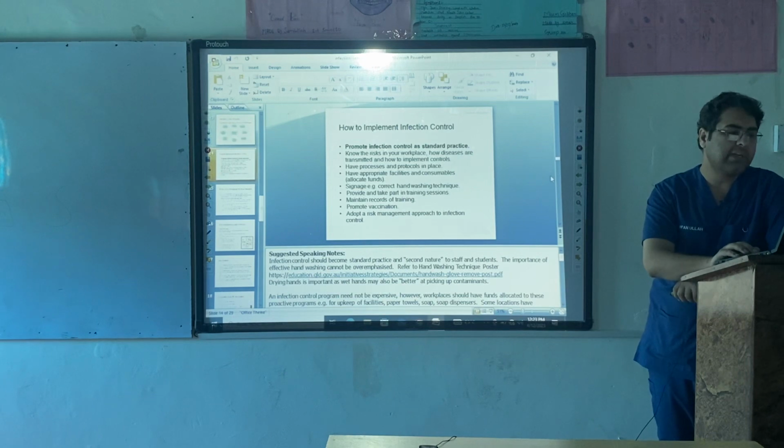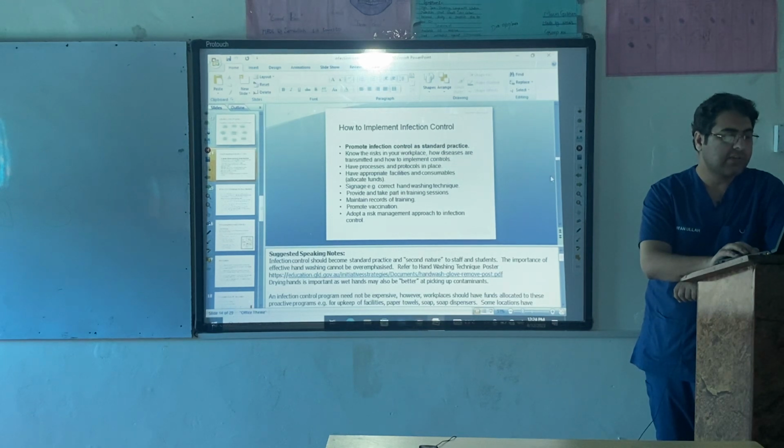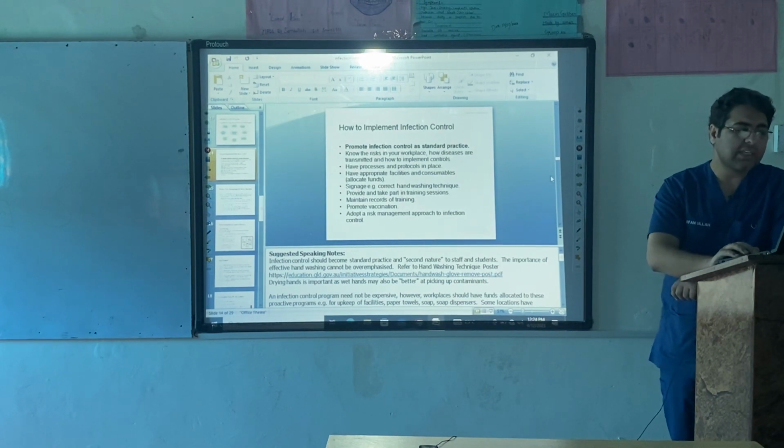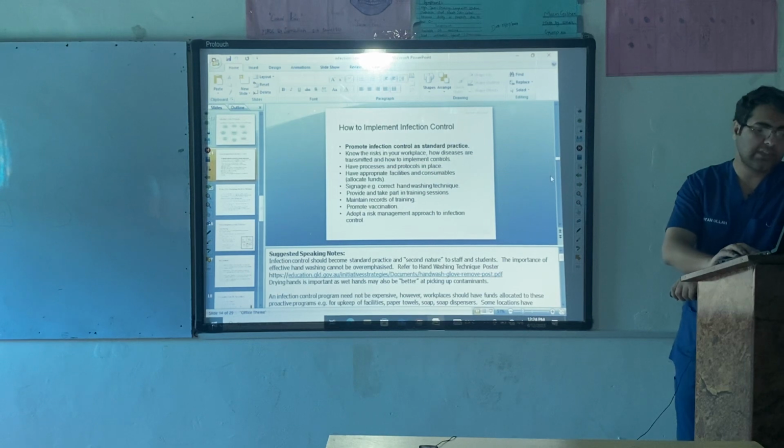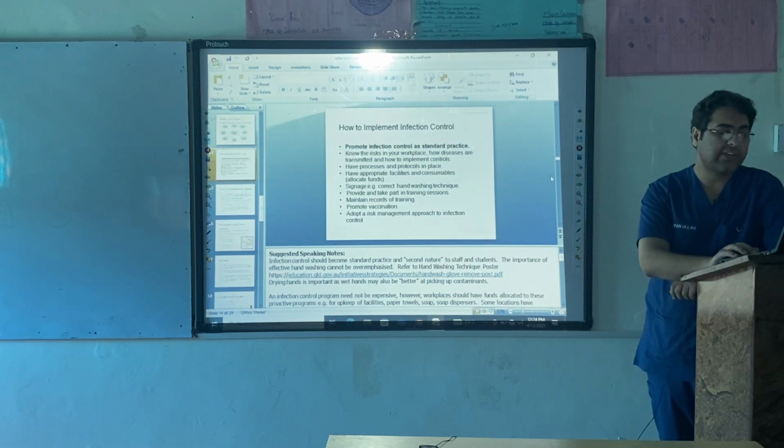So, how to implement infection control? Promote infection control as a standard practice. Know the risk in your workplace, how diseases are transmitted, and how to implement controls. Have processes and protocols in place, have appropriate facilities and consumables, allocate funds. Signage, for example, correct hand washing technique, provide and take part in training sessions, maintain record of training, promote vaccination, adopt a risk management approach to infection control.